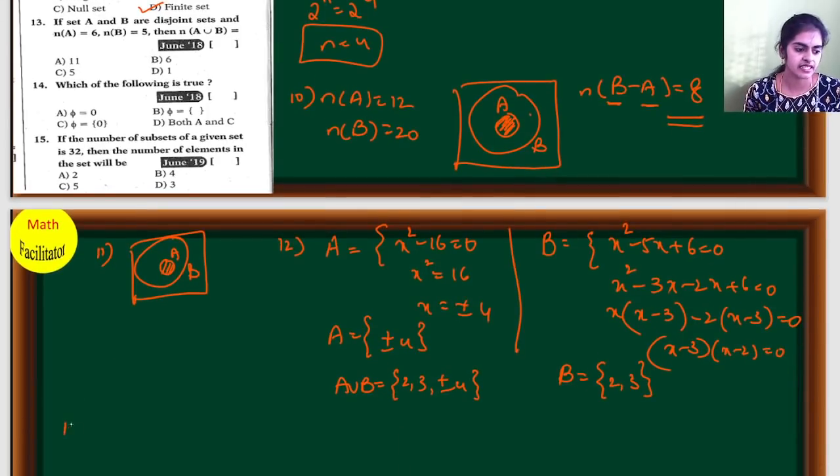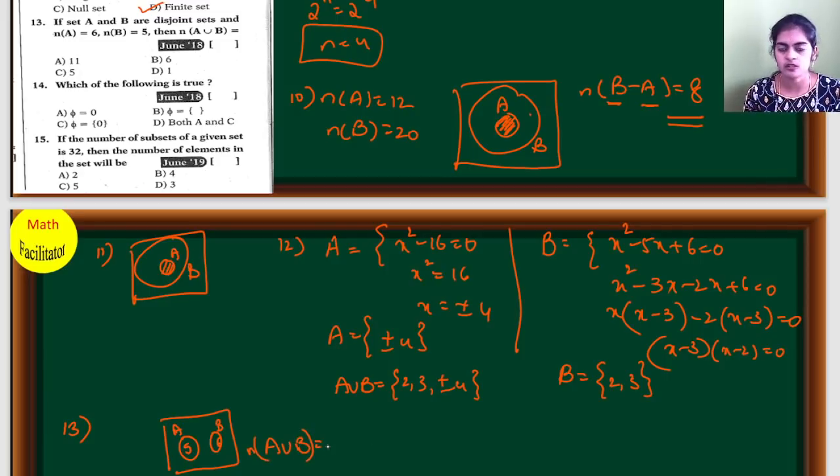So question number 13. Sets A and B are disjoint sets and n of A is 6, n of B is 5. Find n of A union B. See, when two sets are disjoint, okay, so this is A and B. In A you have 5 elements, in B you have 6 elements. What is A union B? A union B is nothing but the total of all the elements. So it is 5 plus 6, total 11 elements you will have.